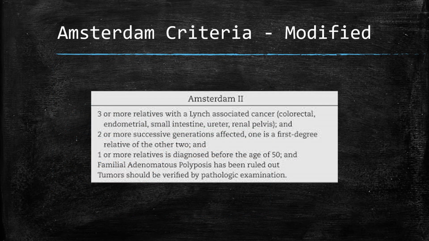The key to making a diagnosis of HNPCC is a careful family history. Originally, this disease was defined only for colon cancer, but it has been expanded to include some unusual cancers like small intestine and ureter, as well as endometrial cancer. The diagnosis requires that 2 or more generations be affected, and one is a first-degree relative of the other, and 1 or more affected patients should be diagnosed before the age of 50.